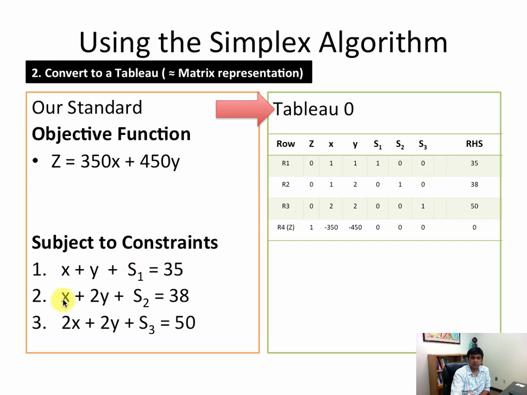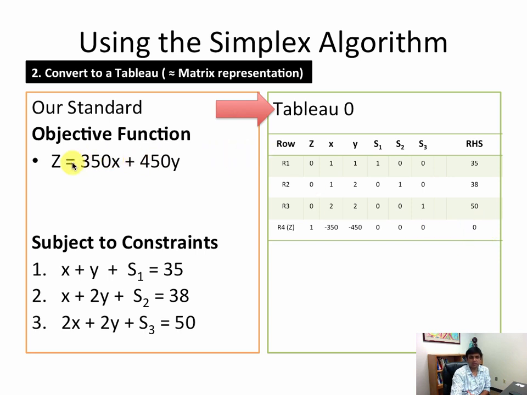0. For constraint 2, we will have 1 for coefficient of x, 2 for coefficient of y, 1 for coefficient of s2, 38 for the right hand side, rest 0, and for row number 3 based on constraint 3, we have 2 as the coefficient of x, 2 as the coefficient of y, 1 as the coefficient of s3, 50 as the right hand side value.